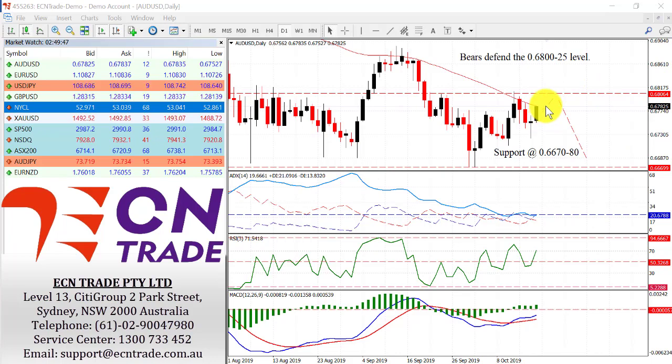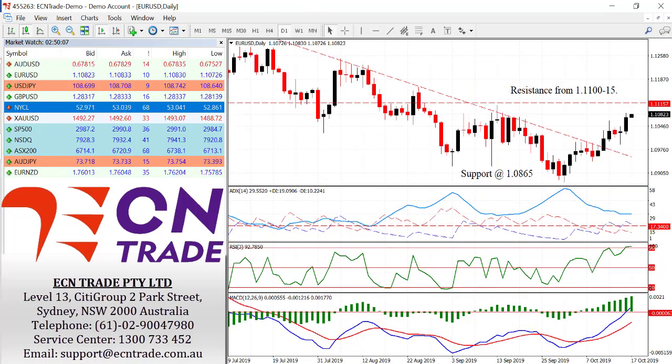I do feel that any advances towards that region should fail, as it challenges also the 60-day moving average. So I feel the market will maybe try the top side and fail, and then look back towards the downside of 67.40 and then to the target of 66.70.